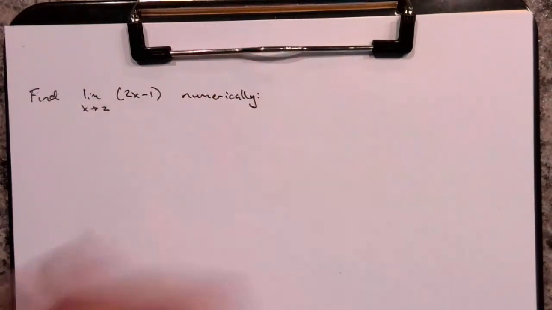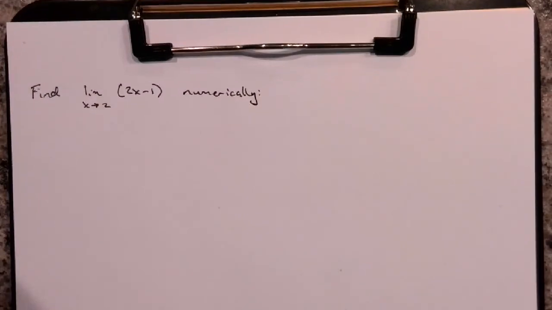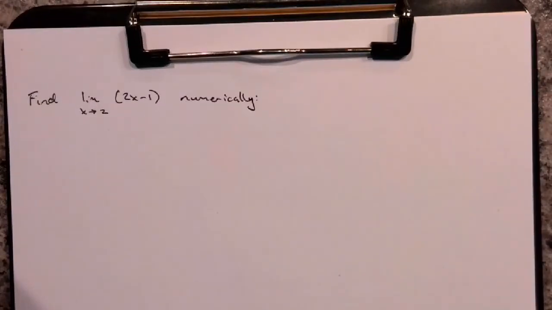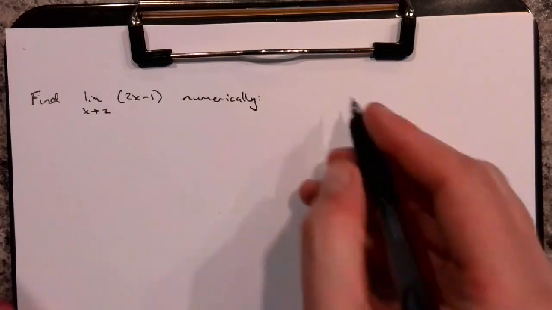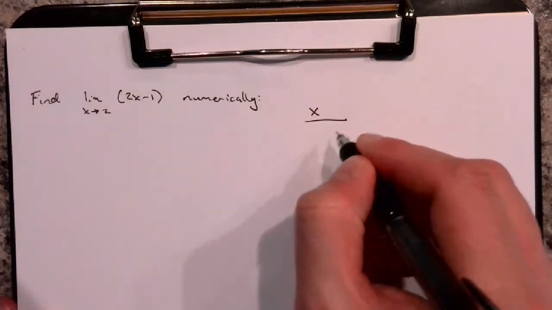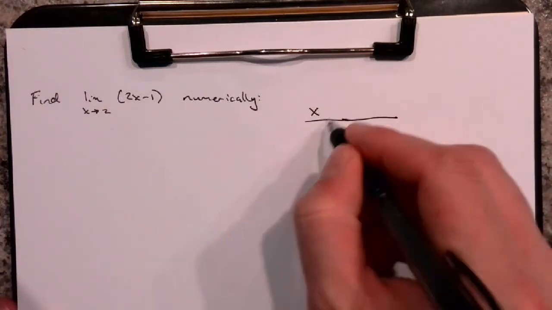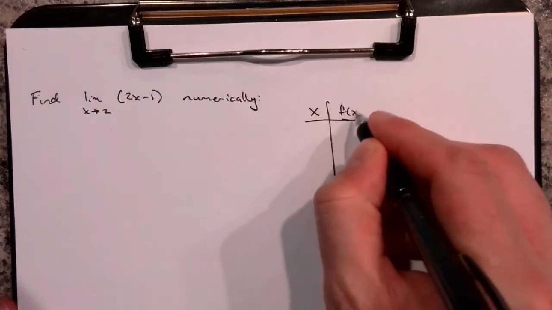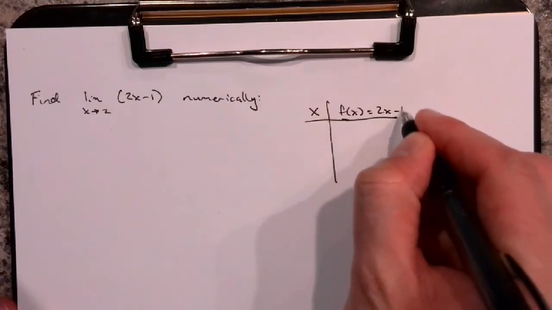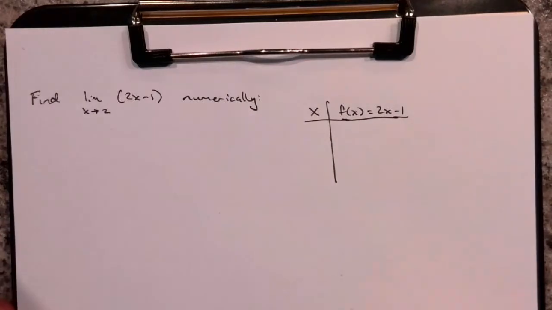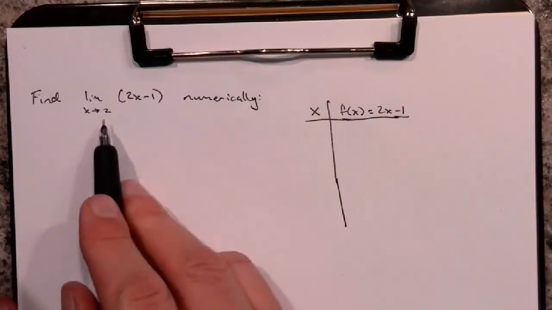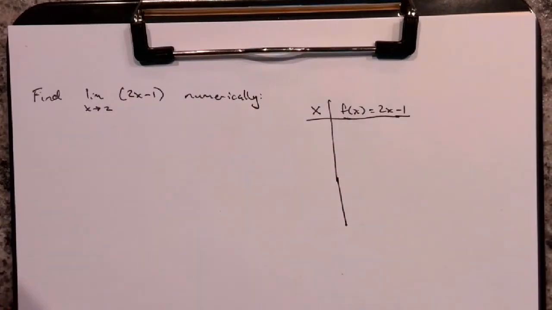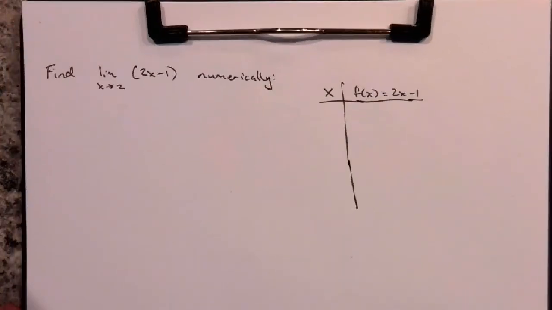Numerically. And we're going to do this just using a chart, so we don't even need to know what the graph looks like. What I'm really going to say is, let's take a look at x values, and then take a look at what happens to f of x, which equals 2x minus 1. Now, remember, I want the x values as we approach 2, from the left and right, similar to how I did from the graph.